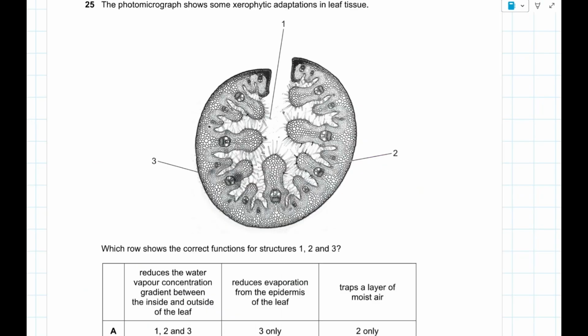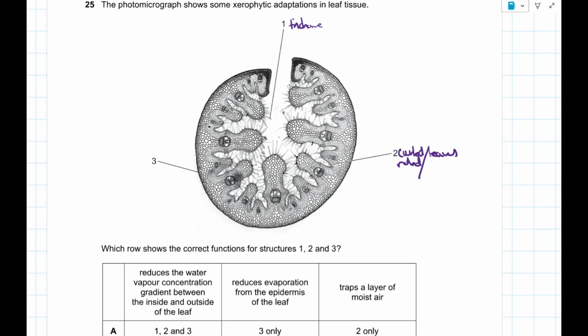The photomicrograph shows some xerophytic adaptations in leaf tissue, which shows the correct functions of structures 1, 2, and 3. So first of all, let's start by identifying these structures. The first one is called the trichome. The second one is curled leaves or rolled leaves.